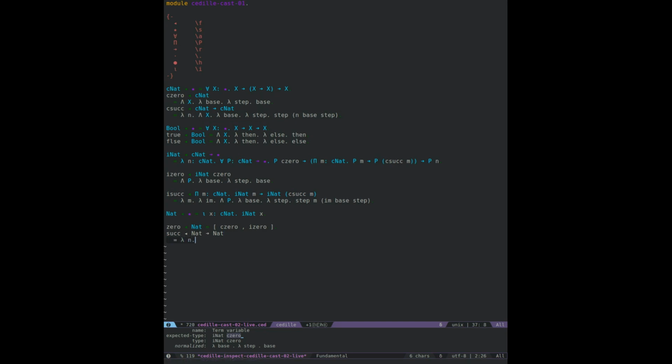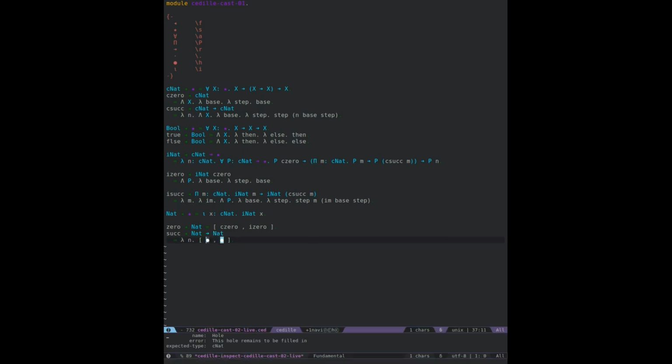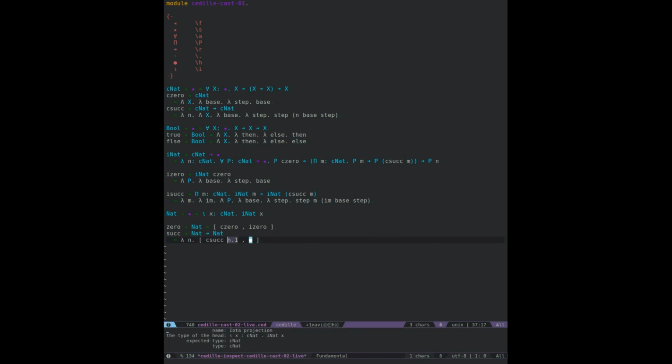Give me my in, and now I'm going to inhabit a dependent intersection. The left-hand side, I want to say, is C successor of n.1. Again, because C successor requires a CNAT, but n is a NAT, so I'll just project out the view of it as a CNAT and feed this to C successor, and I'm fine. And of course, the erasure for this is step applied to n iterated over n fed its base and step.